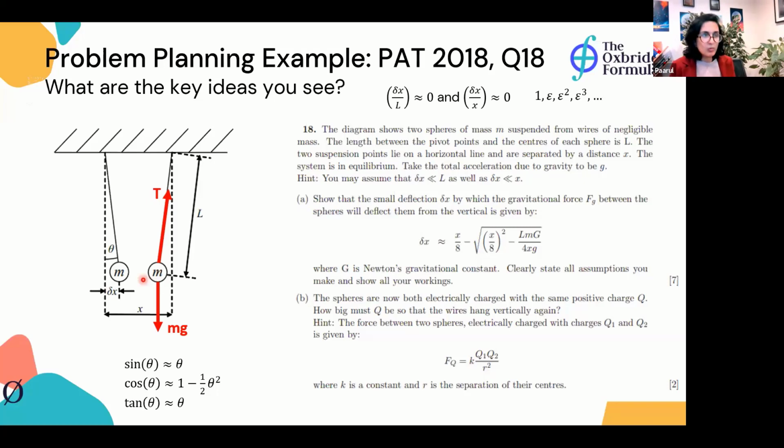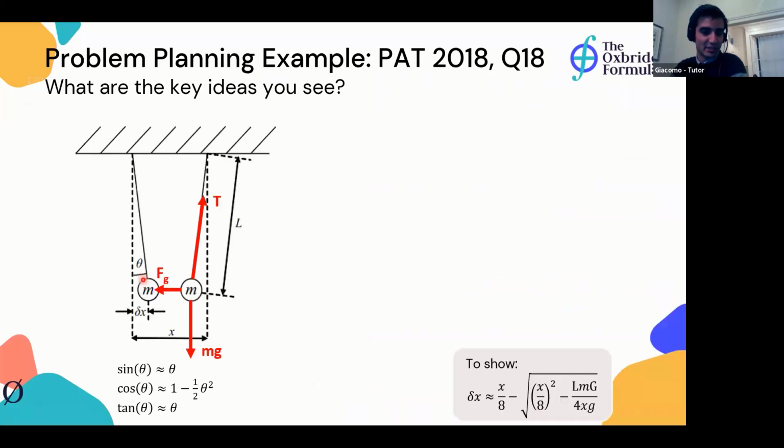So that's kind of what's happening. Giacomo, after you figured out what that force is, what would you do? Well, my instinct would be to start resolving forces horizontally and vertically, because we have this tension force which is at an angle. So we can first resolve vertically. We know that mg must be equal to T cos theta, because we can draw some triangles there. So the vertical component of the tension is equal to T cos theta, that's equal to mg. And horizontally, force Fg will be equal to T sine theta for the same reason. And Fg, we know, is our gravitational force between these two masses.